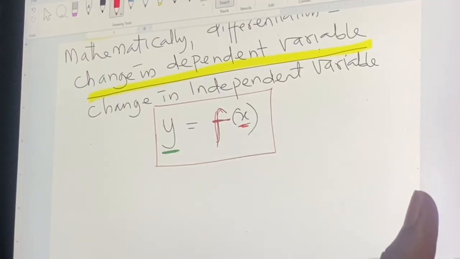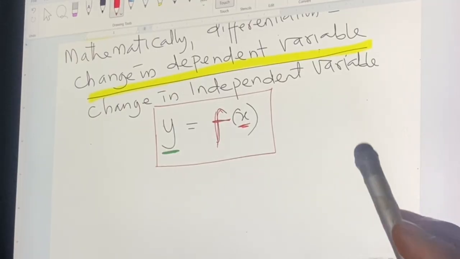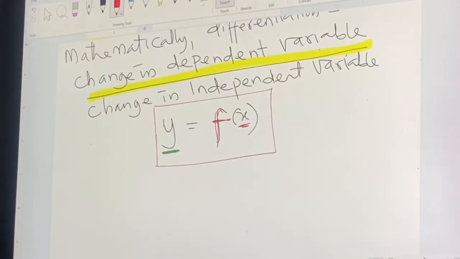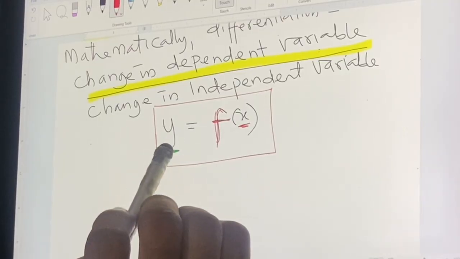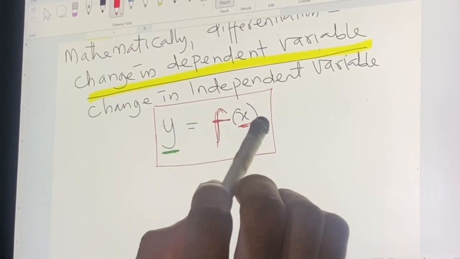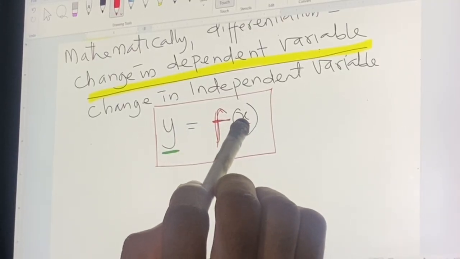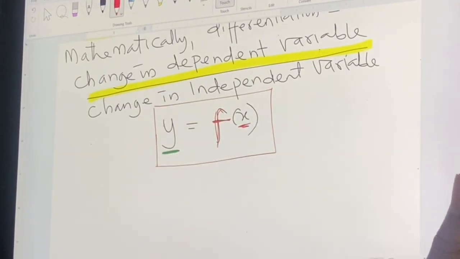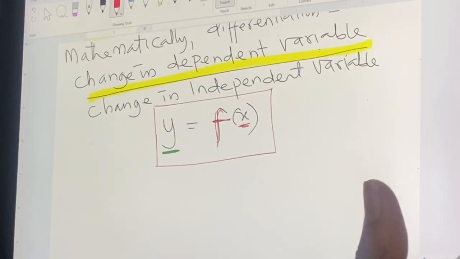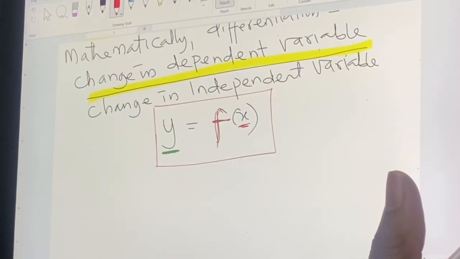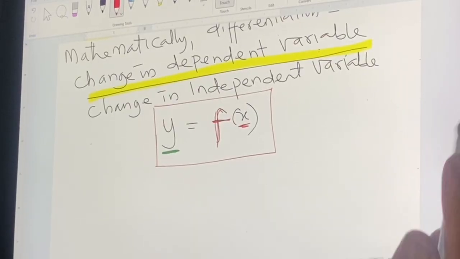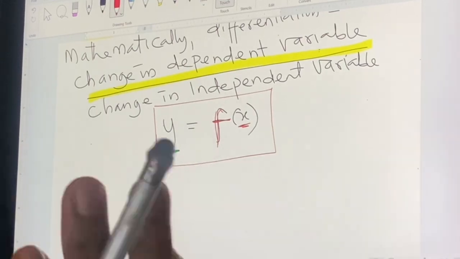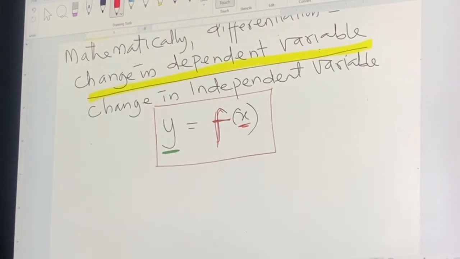The word dependent variable simply means the variable that depends on another. So for me to have the value of y, I need to know the value of s. So s will give us the value of y. The simplest way to know the dependent letter and the independent letter is this: the subject letter is always called the dependent letter, while the letter that is not the subject is called the independent letter.